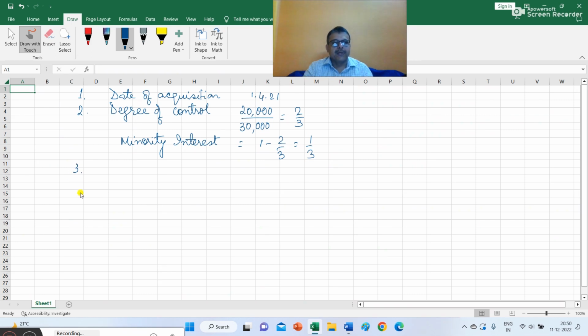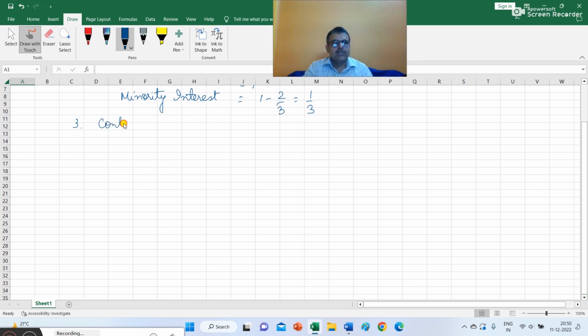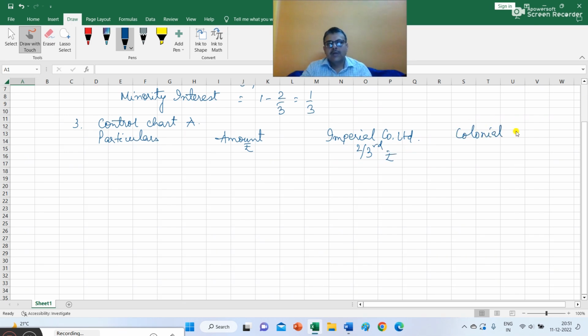Next, we have to prepare a chart that is called control chart A, which is very important. Control chart A. We have to prepare the following columns: particulars, then amount, then Imperial Company Limited, whose share is 2/3, and that of Colonial Company Limited is 1/3.